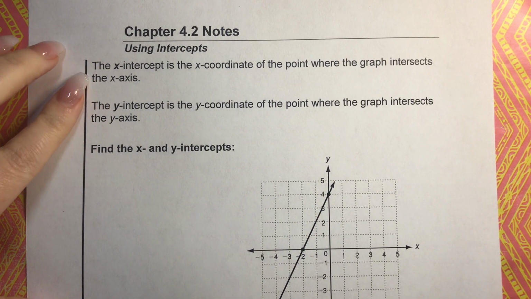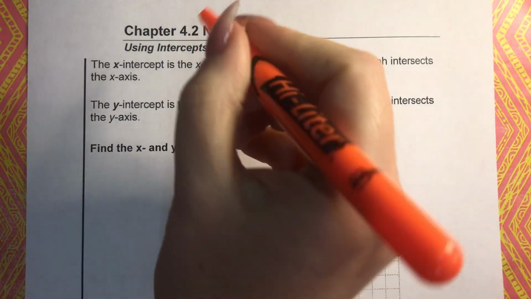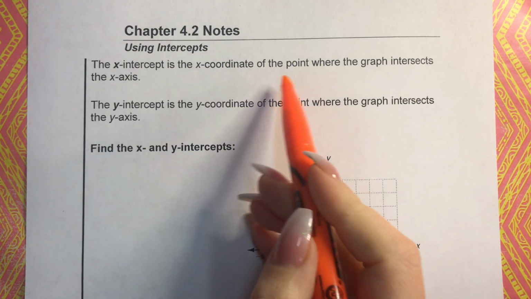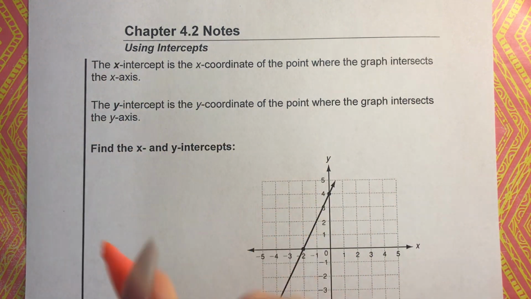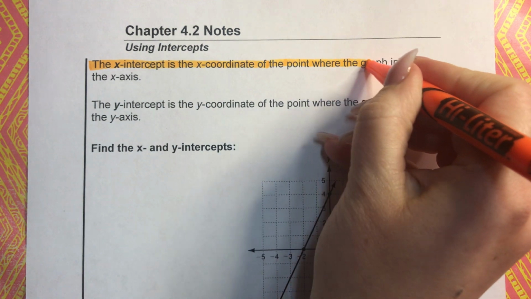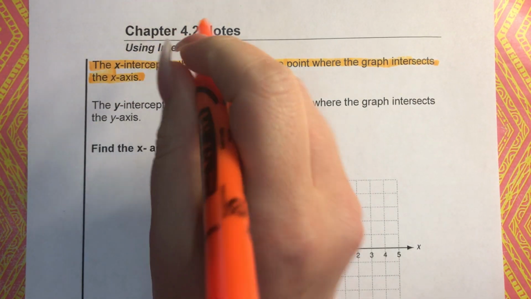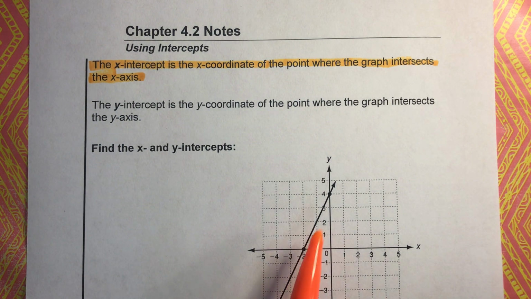All right, so we're going to be looking at intercepts. So the x-intercept is the x-coordinate of the point where the graph intersects the x-axis. So if we look at this particular graph right here, where does this line intersect the x-axis?